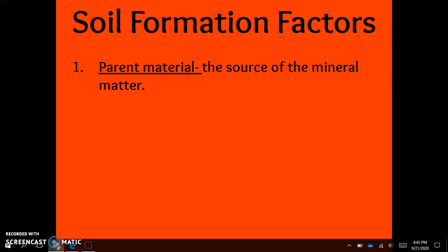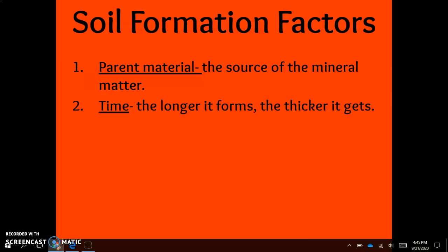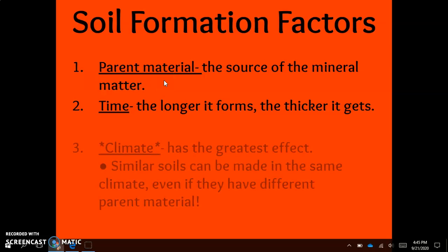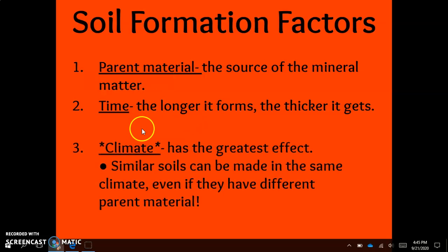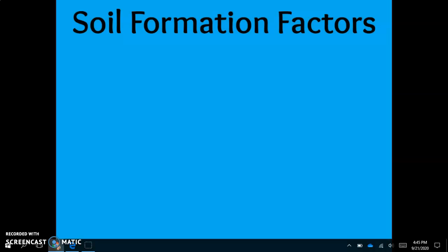There are different formation factors when it comes to soil. Number one is the parent material, and this is the source of the mineral matter. Time is also a formation factor. The longer it forms, the thicker the soil will be. Parent material is basically just what kind of rock is being weathered down and serving as the basis for your soil. Also, climate has the greatest effect. Similar soils can be made in the same climate, even if they have different parent materials. So your climate is a huge factor in your soil formation.